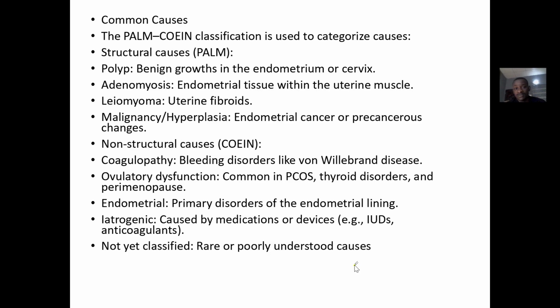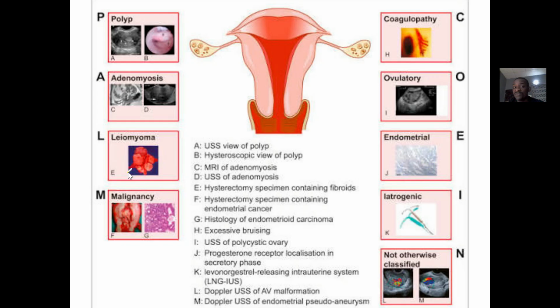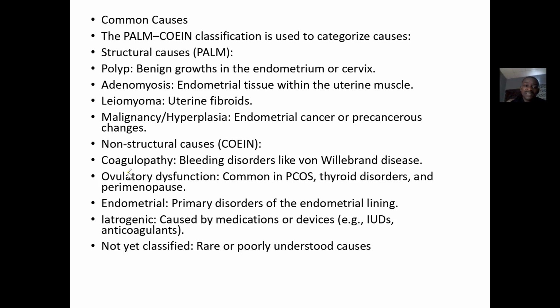So causes, that's where you have the abbreviation PALM-COEIN coming in. P stands for polyps, which I have made videos on. If there's any of these conditions that you want to know about individually, you can comment and I'll drop you the link. A stands for adenomyosis, where you have endometrial tissue outside where the endometrium is. Then Leiomyomas, also known as uterine fibroids. Then sometimes it's due to cancers, or the tissues are overgrowing. That's hyperplasia.